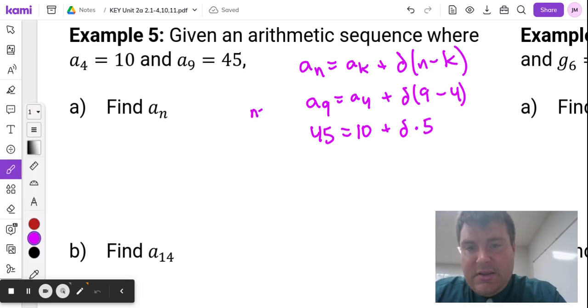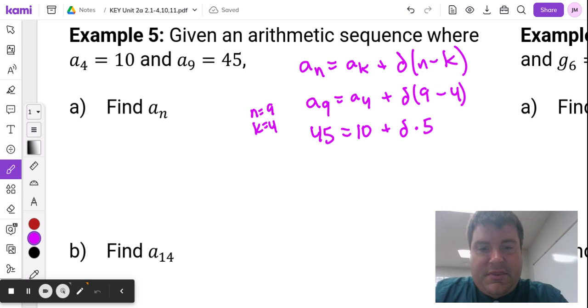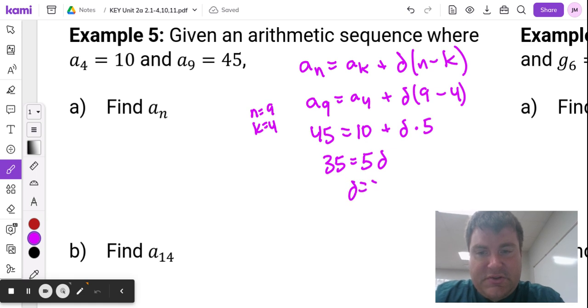So I'm going to n equal 9 on this one, and then k equals 4. That's where all that stuff comes from. So now 35 equals 5d. D is equal to 7.